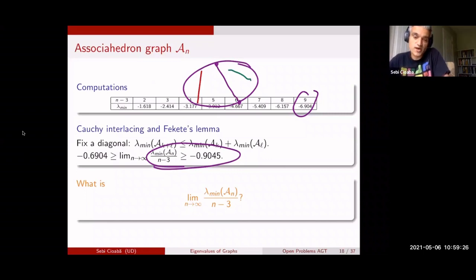So you can prove that the subgraph induced by these vertices that fix a diagonal is a box product of two smaller associahedron graphs, and you can get an inequality like the one I wrote there. And then Fekete's lemma tells you that this limit of lambda mean over n, or in this case I put n minus 3 because it's the degree, exists.